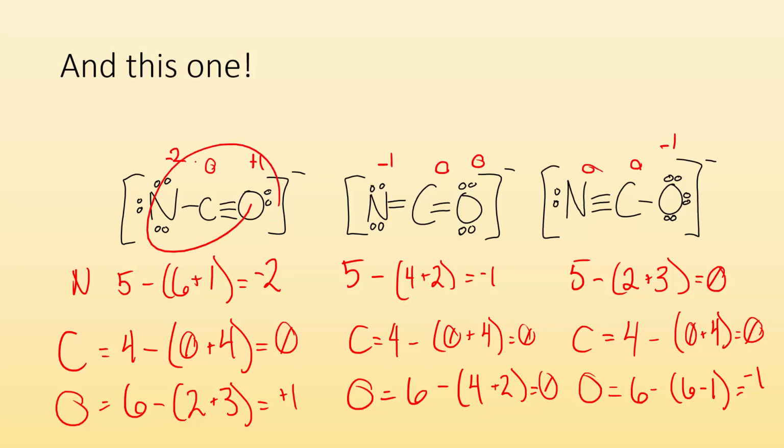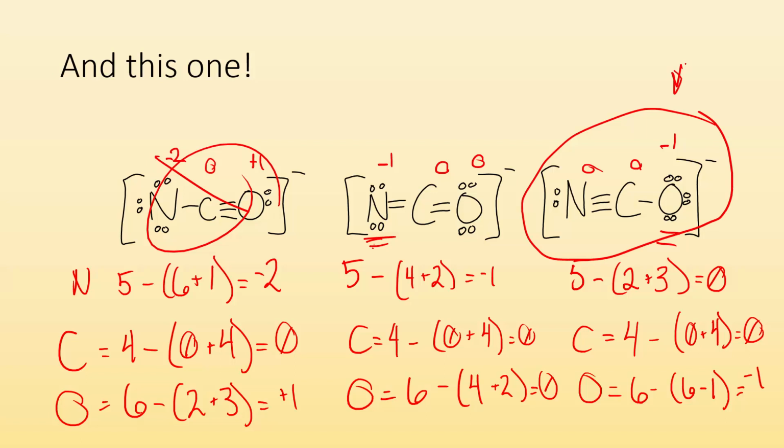We can eliminate this one because the formal charges are too high. The other options give us lower formal charges, or formal charges closer to 0. Now, which one's more electronegative, nitrogen or oxygen? The short answer is oxygen. So because oxygen's more electronegative, it's going to be the one that hogs those electrons more, so it should be the one that gets the negative charge. So this is the best Lewis structure of those 3.